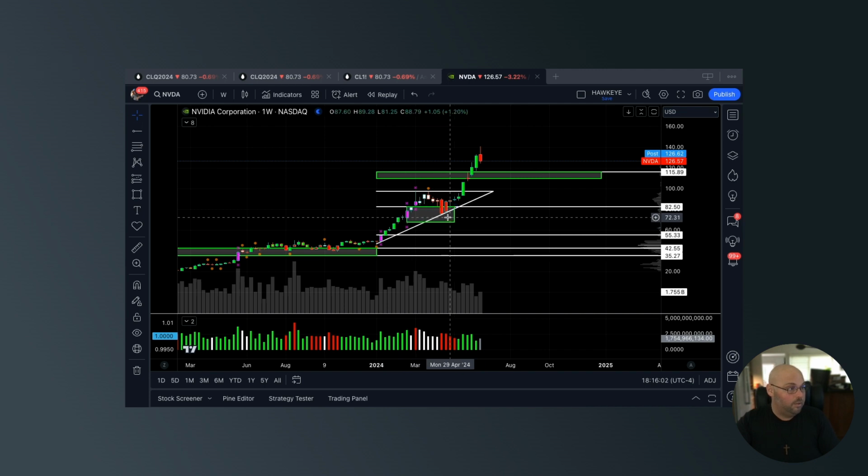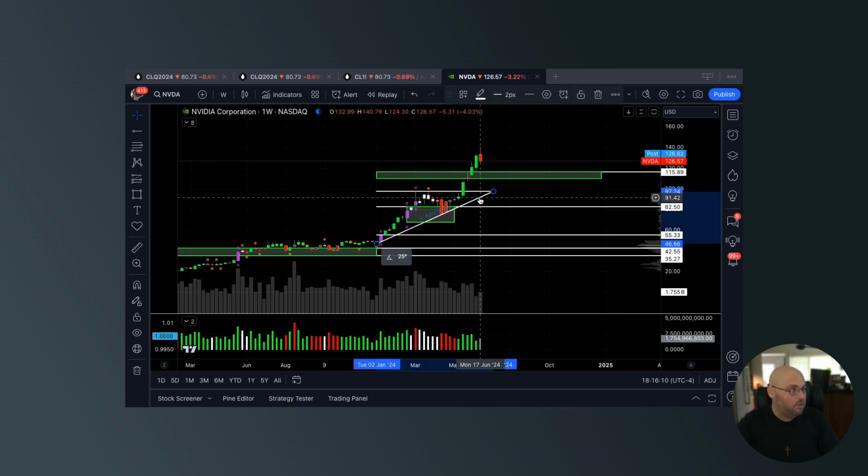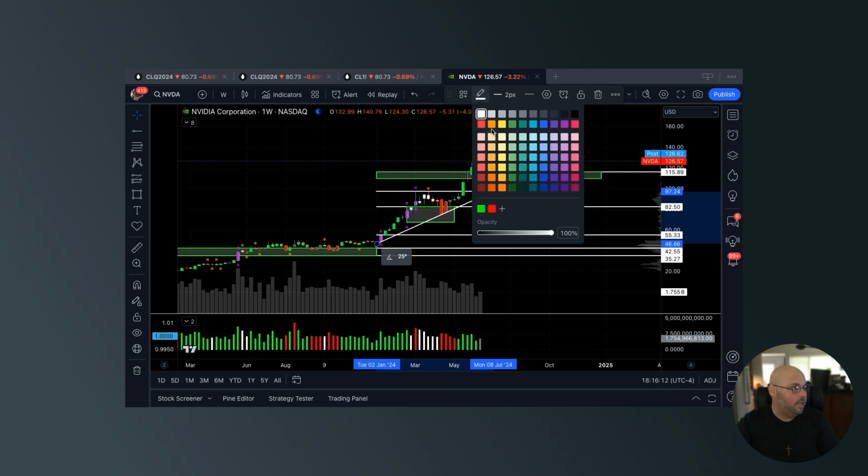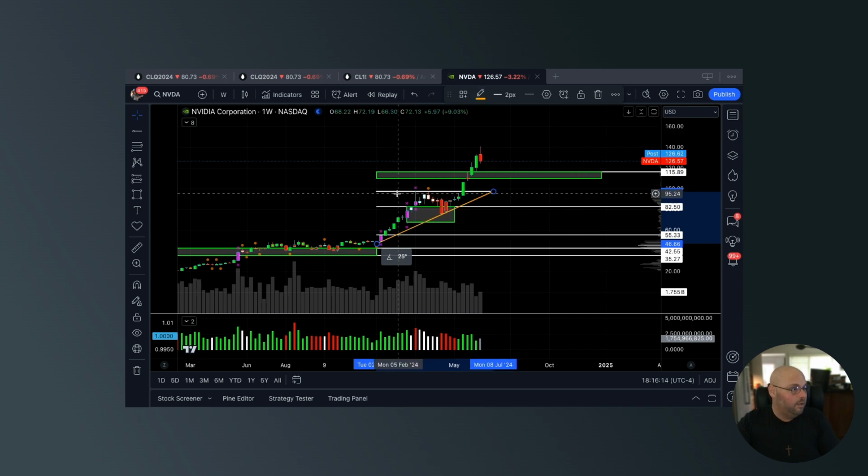So notice this created the pullback, right? We found some support here. I drew this trend line, and I'll make this orange so it looks a little bit different. I don't want anyone to get confused in colors here. All right, and then I went to the high of the next wide bar. Okay, and you can see we retested the high, and then we fell back. All right, and then we went on to continue and push above that high.